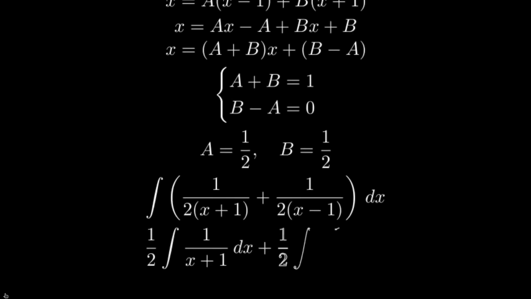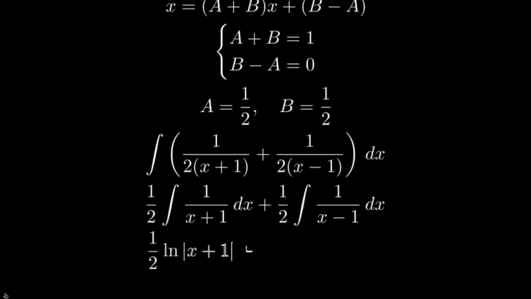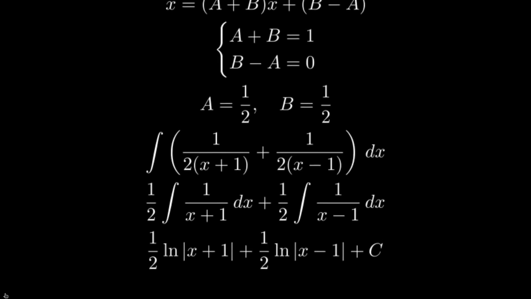Each of these terms can be integrated separately using the natural log rule. The result is 1/2 natural log of the absolute value of x plus 1 plus 1/2 natural log of the absolute value of x minus 1 plus c. Let's look at a more complex example.